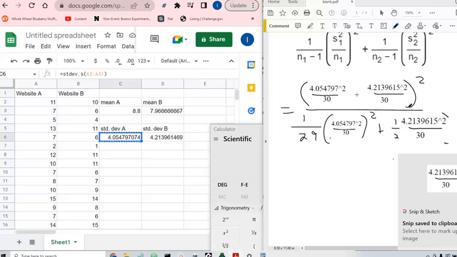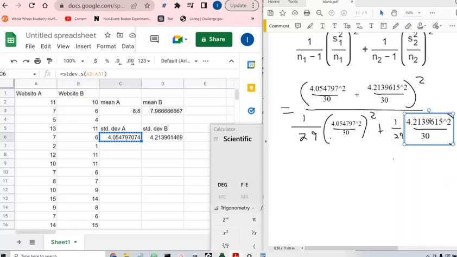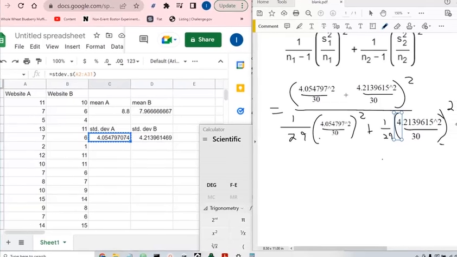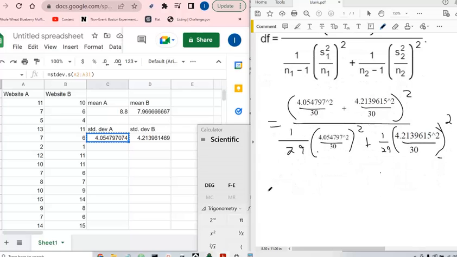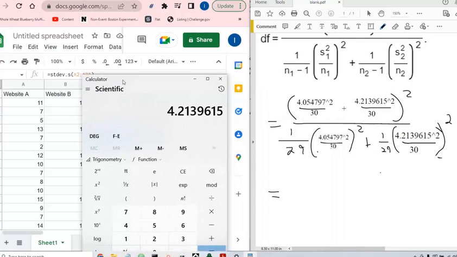I covered it up a little bit. I gotta move that over. There we go. Squared. Okay, I think I got everything copied over. Now just long, tedious calculations.